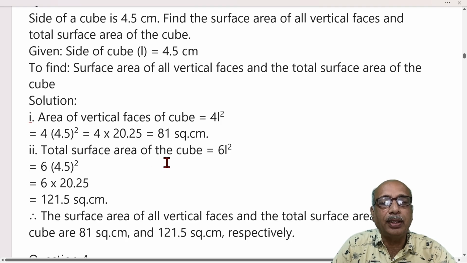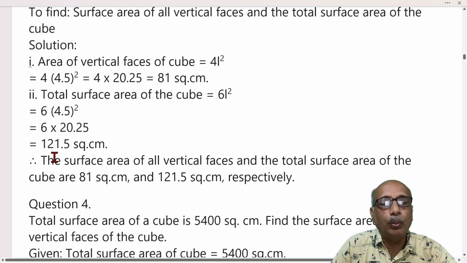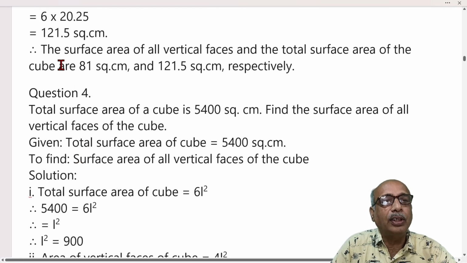Total surface area of the cube equals 6 times L square. So 6 into 4.5 whole square, simplify it, you will get 121.5 square centimeter. Therefore, the surface area of all vertical faces and the total surface area of the cube are 81 square centimeter and 121.5 square centimeter respectively.